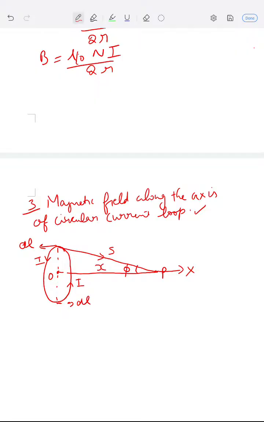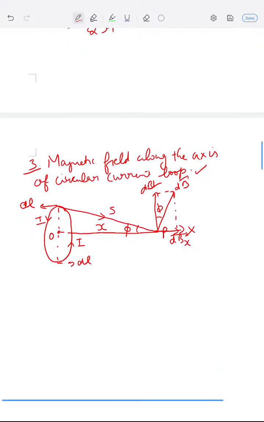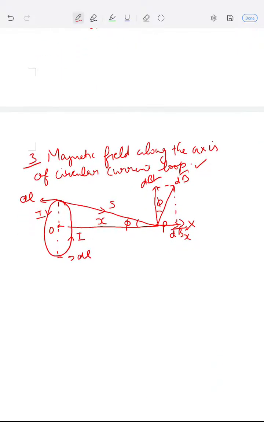So the magnetic field is produced along the x-axis, that is dBx in vector form, and along this it is dB perpendicular, the perpendicular magnetic field. This is dB, the magnetic field from where the angle is produced, and we have made a parallelogram law. So this is the diagram we have made along the axis of a circular current carrying loop.